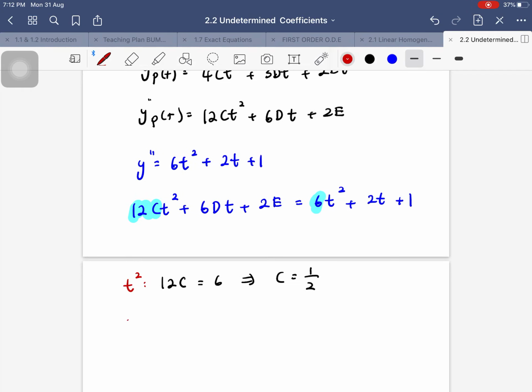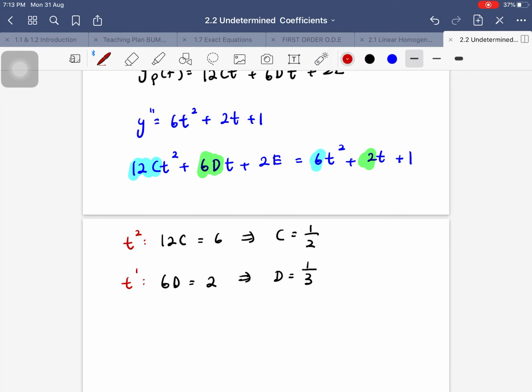And then next, the preceding power, t to the power of 1. For the case of t to the power of 1, my coefficient is given by 6d on the left, 2 on the right hand side. So therefore here I'm going to have 6d equal to 2. So my d value is going to equal 2 over 6, which is 1/3.